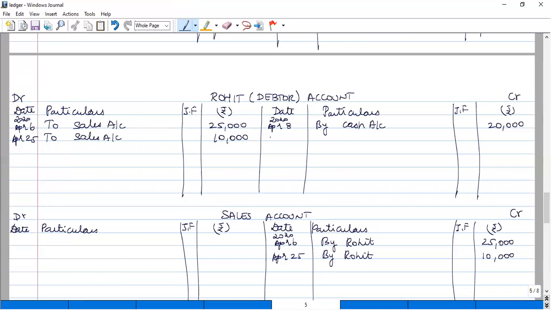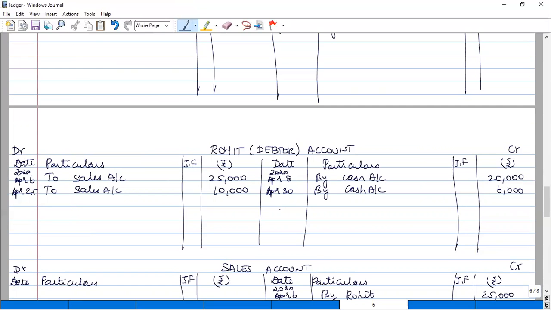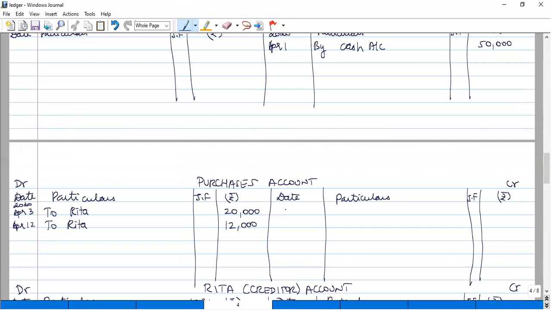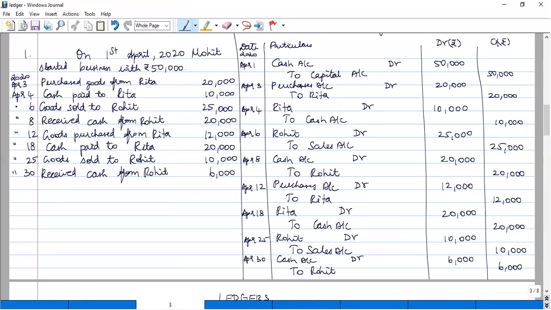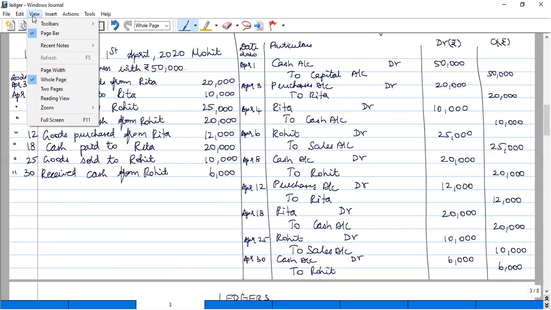So come here to credit side of Rohit's account. He has paid cash. How much has he paid? He has paid rupees 6,000. Okay. So this is how we have to compare the transaction or the journal entry with the respective ledgers. Okay. So this is how we have to journalize the transactions and post it into the respective ledgers.